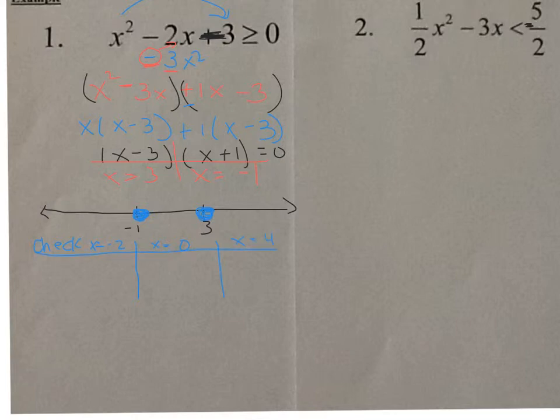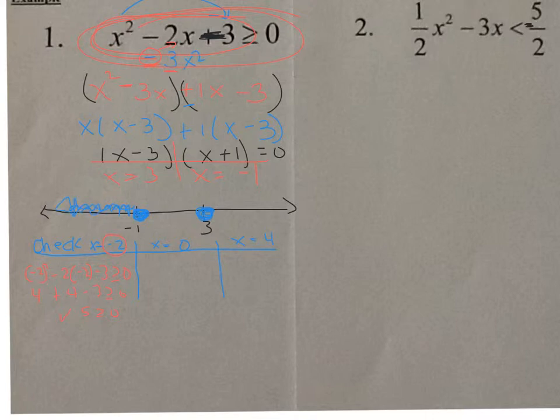Now, when you check these points, you're going to plug them into the original inequality up here. I have x squared minus 2x minus 3, so I'm going to plug in -2. -2 squared minus 2 times -2 minus 3. Is that greater than or equal to 0? You want to see if this is actually true. You can plug it into your calculator. This is 4 plus 4 minus 3. So that's 8 minus 3, which is 5. Is 5 greater than or equal to 0? That is true. So that means we would shade to the left. Everything to the left of -1 is going to be true.